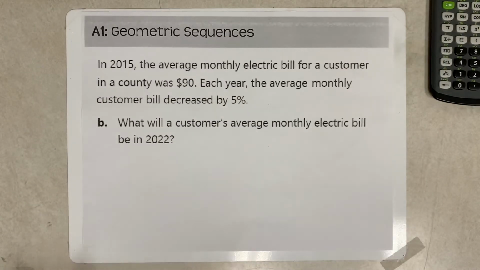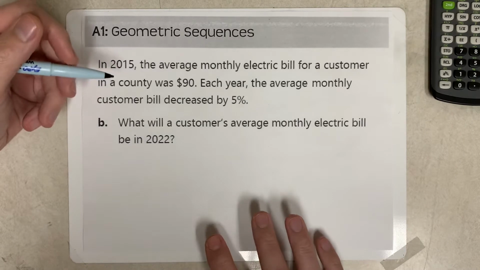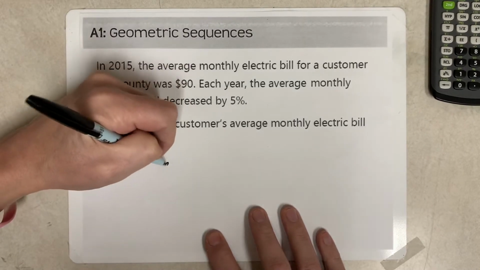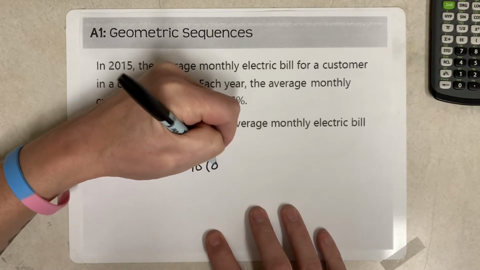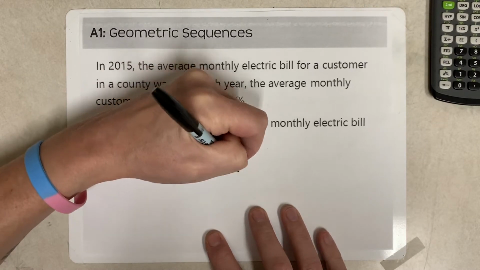Okay, so there's our function that represents the geometric sequence. Part B says, what will a customer's average monthly electric bill be in 2022? So let's go back to what we just wrote. a sub n is equal to 90 times 0.95 to the n minus 1.